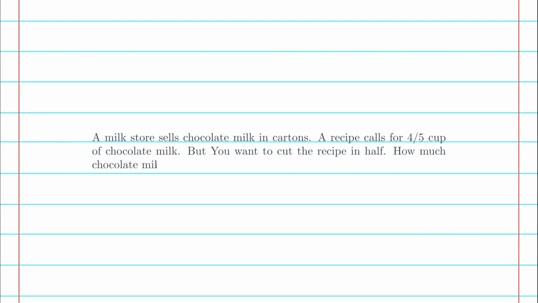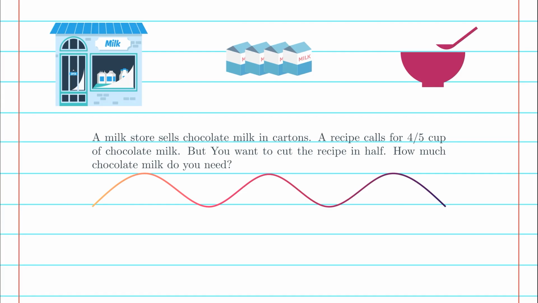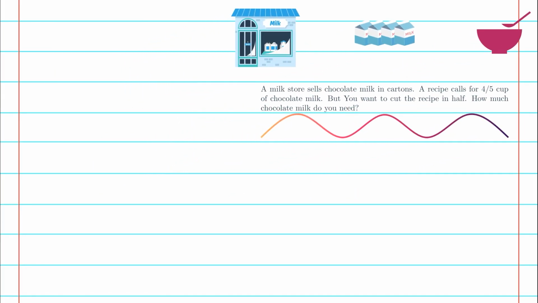Let's say you have a recipe that calls for 4/5 cup of chocolate milk, but you want to cut the recipe in half. So how much chocolate milk do you need? Well, to cut anything in half, we simply multiply it by 1/2. Since our recipe calls for 4/5 cup of chocolate milk, we need to multiply 4/5 by 1/2.